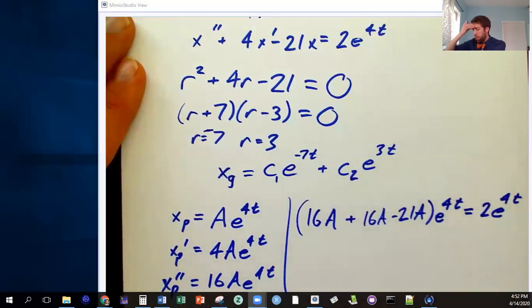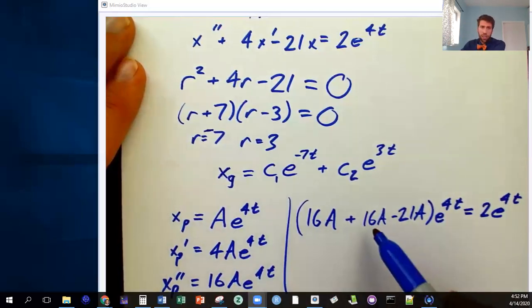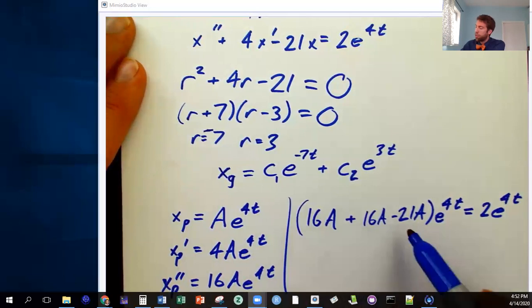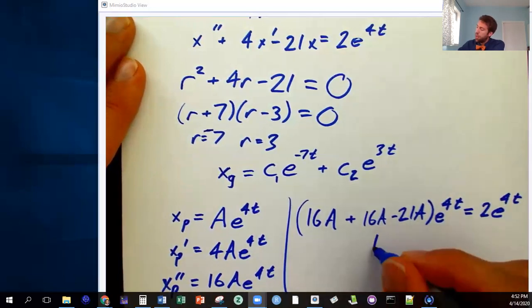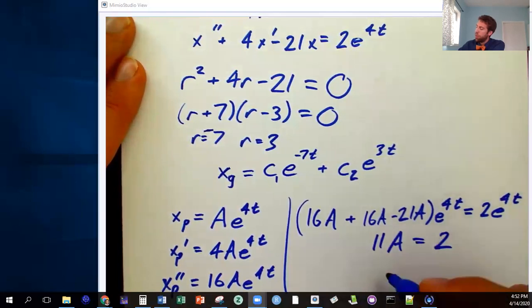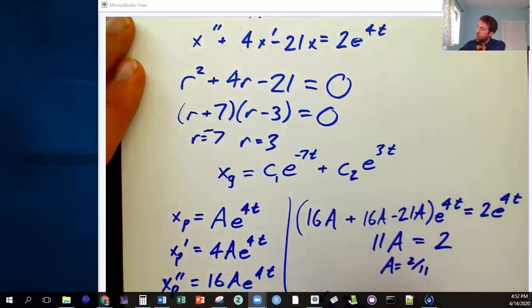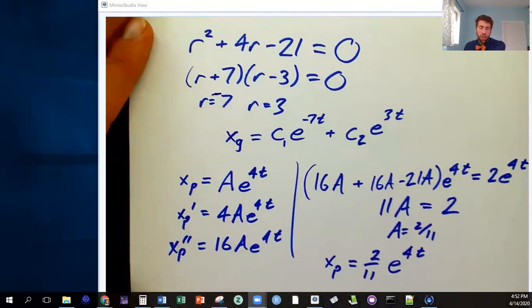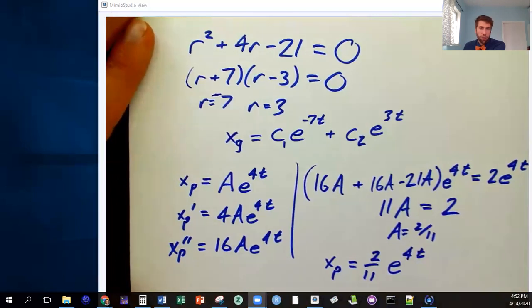Okay, well, 16 plus 16 is 32, minus 21 is 11. So that means 11a, and then divide by e to the 4t, equals 2. So a equals 2/11. So then x particular equals 2/11 e to the 4t. Okay, now this is a particular solution to this differential equation. Okay?